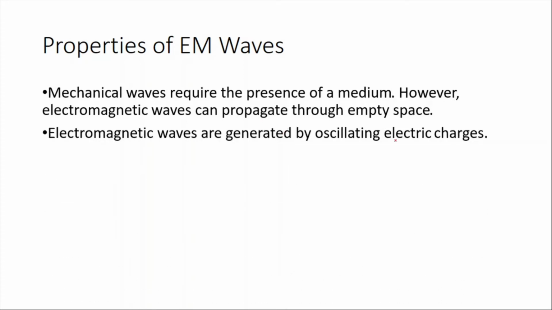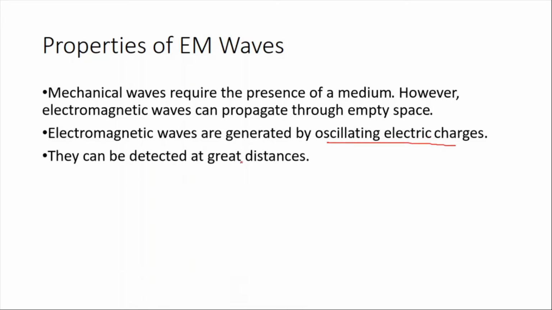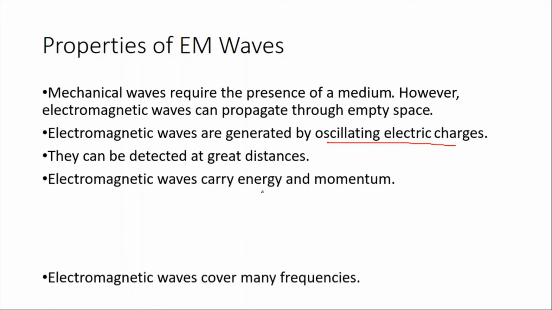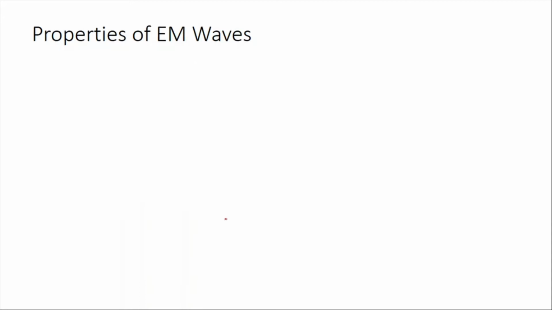And as I said, they are produced by oscillating electric charges, and they can be detected at great distances. For example, ultraviolet light is produced at the sun, and we can observe it on the earth. Electromagnetic waves carry energy and momentum, and they cover many frequencies. I will explain it in the electromagnetic spectrum section.